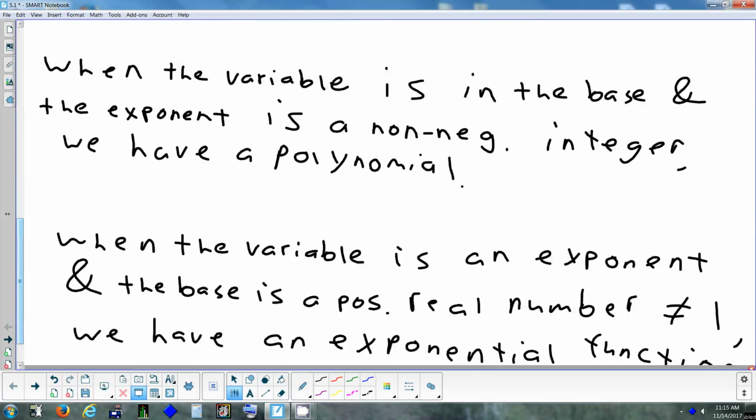Anybody know why not equal to 1? How come that wouldn't be considered an exponential? 1 to the x. Yeah? No matter what x is, it's always going to be 1. Yeah, it's not growing. No matter what x is, it's always 1. Okay? If you make it even just a little bigger than 1, 1.1, now it's exponential.